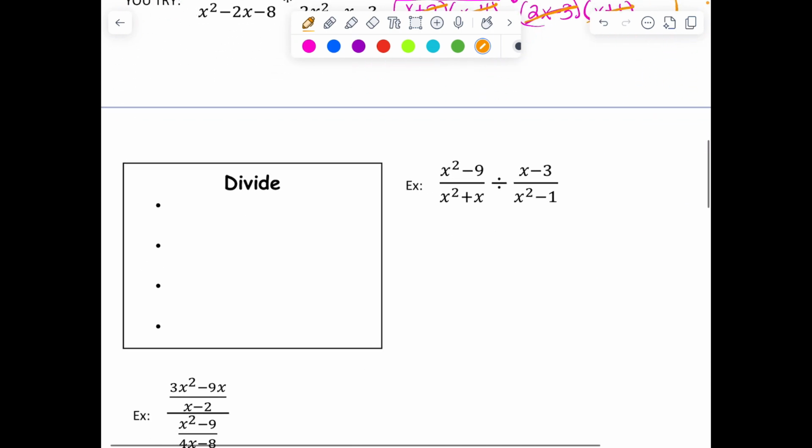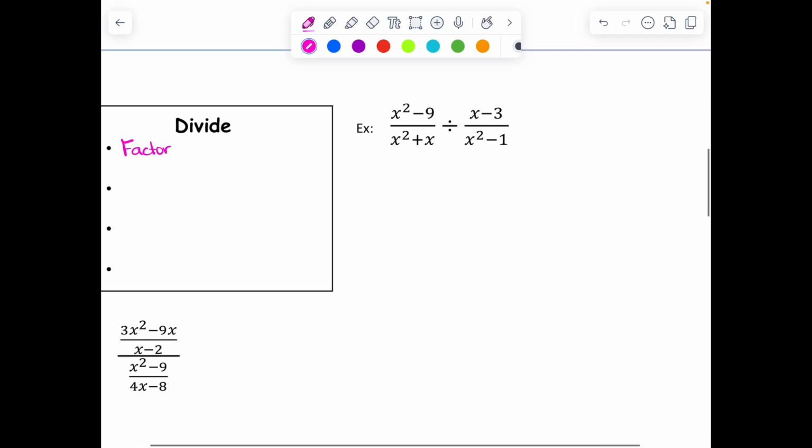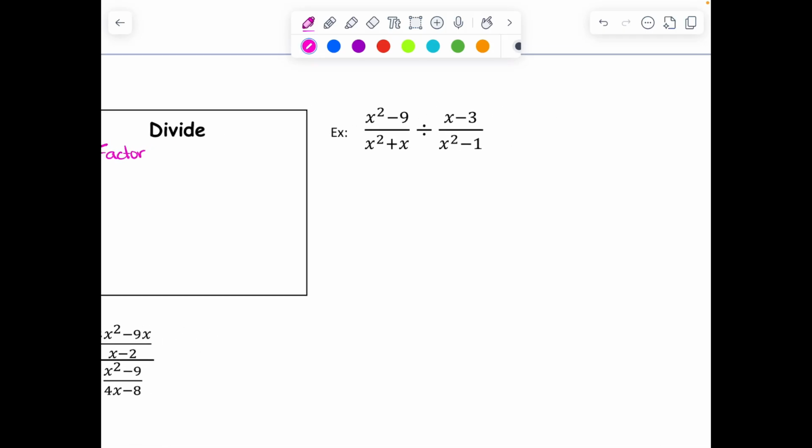All right, the next section we're going to talk about dividing. So here are some dividing problems, and we remember the old adage that when we're dividing by fractions, we multiply by the reciprocal, so that's going to come into play here. So the first thing, just like all the other steps, we're going to factor all the pieces.